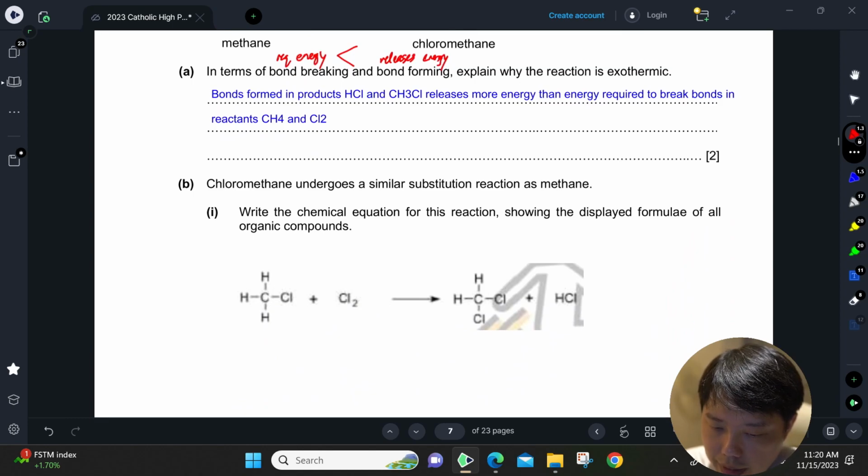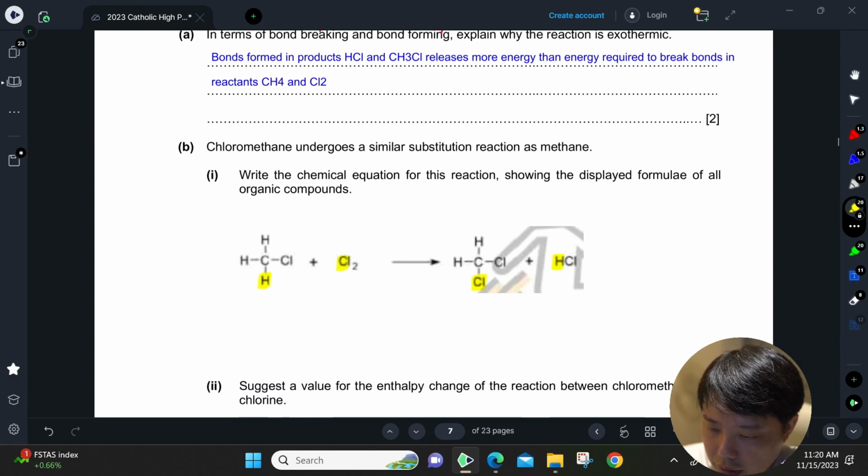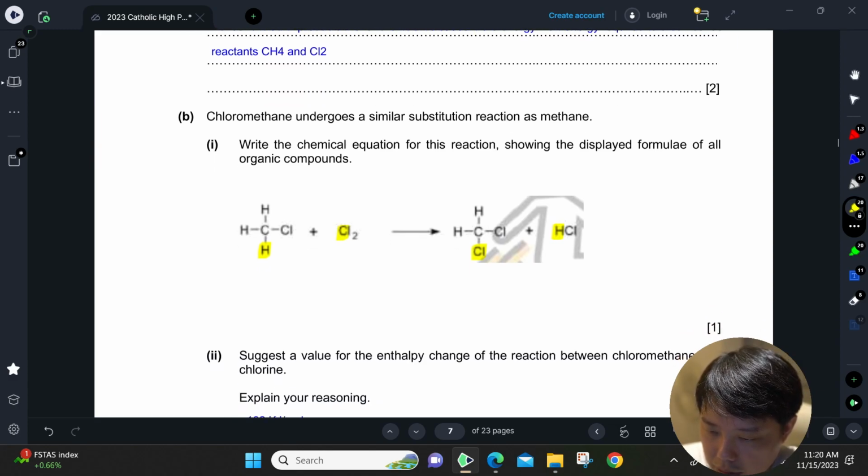They said chloromethane, the substituted product, undergoes a similar reaction. So basically, we want to use a chlorine atom, one of the chlorine atoms in the chlorine molecule, to substitute out a hydrogen again. Just repeat the whole process again, and that will be your answer. Remember, displayed formula. By right, all organic compounds need to show all the bonds involved. Cl2 and HCl are non-organic, so we don't have to show the displayed formula.